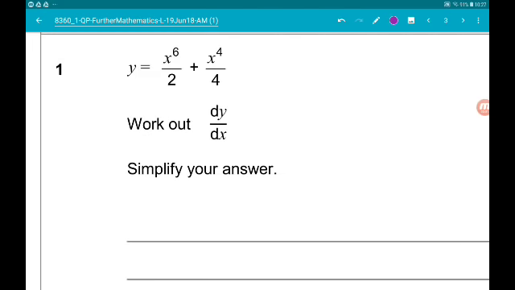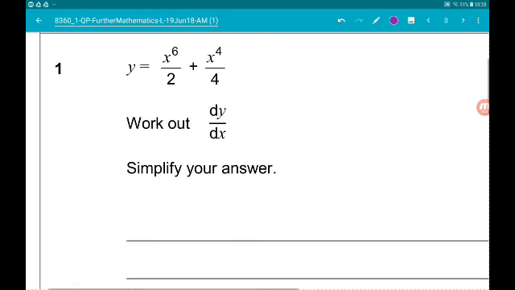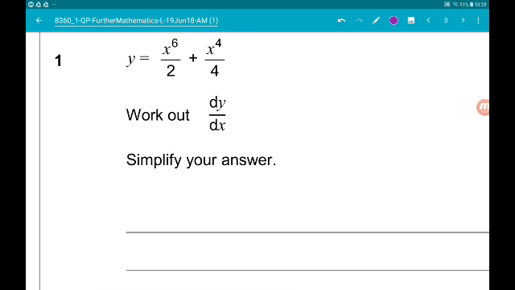Okay, question 1, we have differentiation. So I've got lots of stuff on this, check the description. So y is equal to x to the 6 over 2 plus x to the 4 over 4. We want to work out dy by dx, simplifying our answer. So dy by dx means that we want to differentiate y.